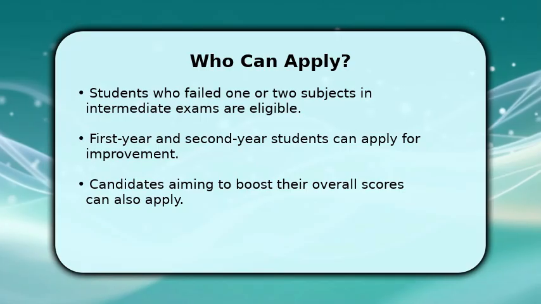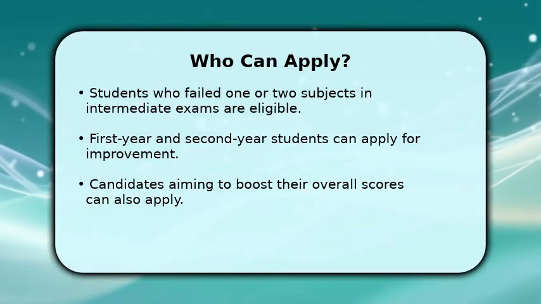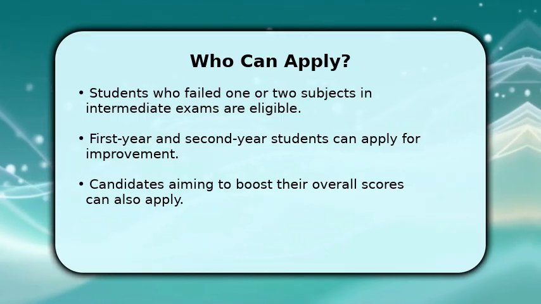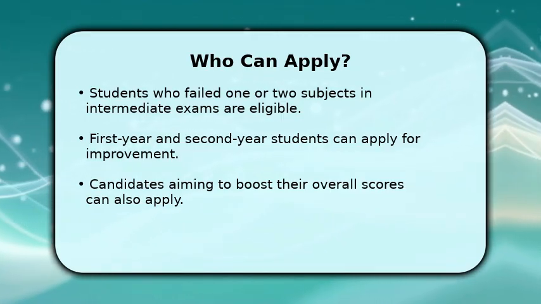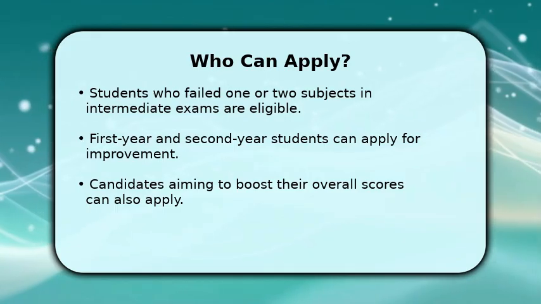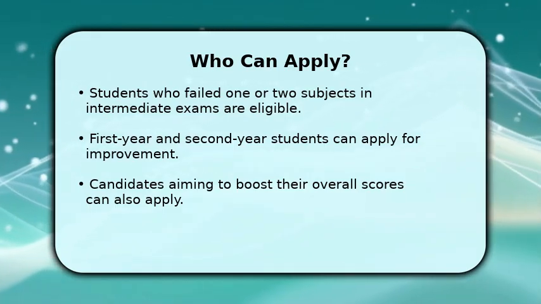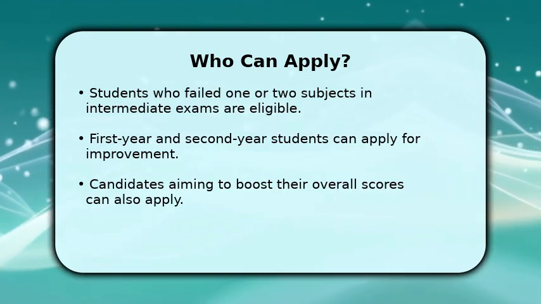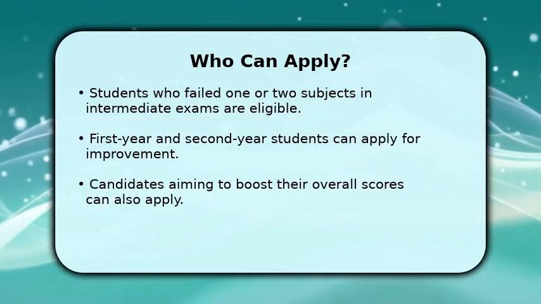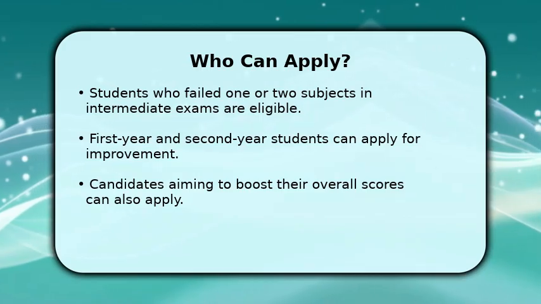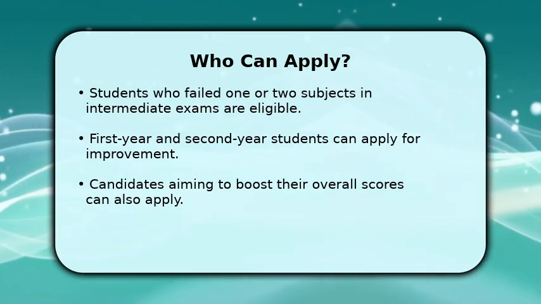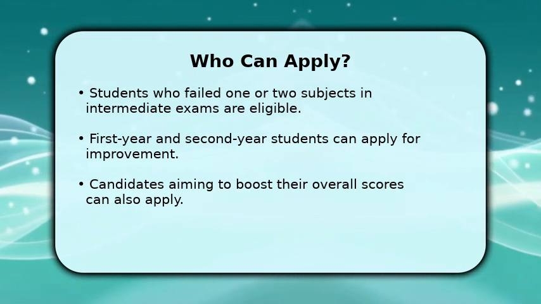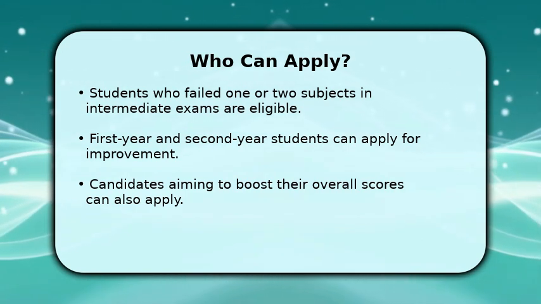To apply for the Betterment exam, you must meet certain criteria. Primarily, students who did not pass in one or two subjects during their regular intermediate examinations are eligible. Additionally, both first-year and second-year students who wish to enhance their existing scores in any subject can also apply. It's always a good idea to discuss your plans with your college administration. They can provide personalized advice and confirm your eligibility based on the latest guidelines.